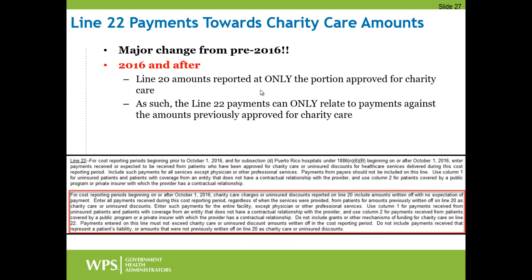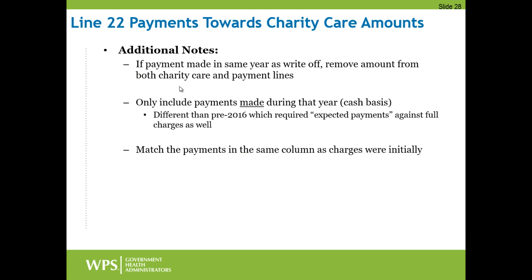2016 and after, we're only looking for the line 22 payments related to the approved charity care for line 20. So remember, line 20 was going to be just the portion of the claim approved for charity care. So line 22, which eventually offsets line 20, should only relate to payments against charity care approved amounts. Remember, as we'll see in this next slide, it's not related to charity care from that particular year, because if it was, then neither amount should be reported anyways. So it's only related to charity care charges from a prior year.